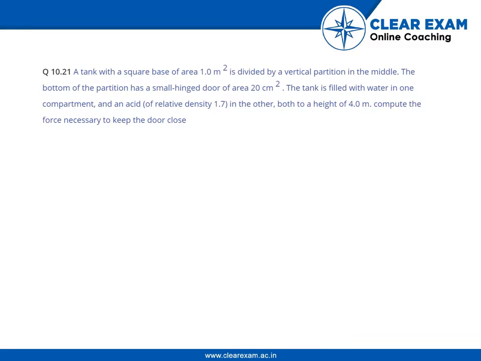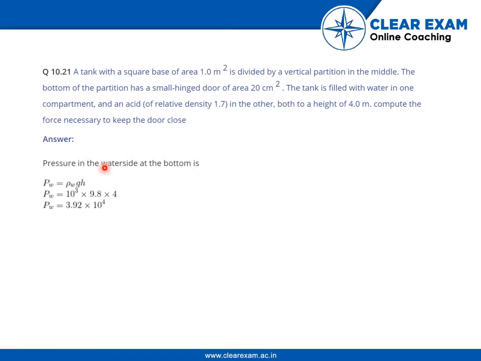A tank with a square base of area 1 meter square is divided by a vertical partition in the middle. The bottom of the partition has a small hinge door of area 20 centimeters square. The tank is filled with water in one compartment and an acid of relative density 1.7 in the other, both to a height of 4 meter. Compute the force necessary to keep the door closed.